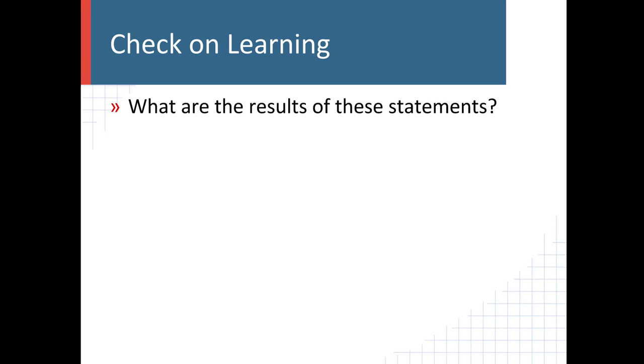So let's check on learning again. What are the results of these statements? If 0 is less than 1 and chicken does not equal beef, is that true or false? That's true, because 0 is less than 1 and chicken does not equal beef.